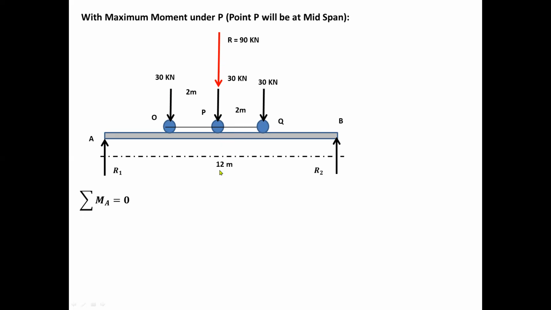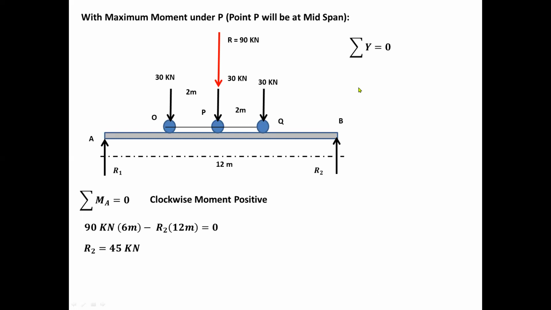Kasi nandito ang ating center line. Ibig sabihin, 6 meter ang portion na nandirito and then ang portion na nasa right. So let us take summation moment at A is equal to 0. And clockwise moment positive again. And then let us calculate for the value of R sub 2. Ang value ng ating R sub 2 is equal to 45 kilonewton.